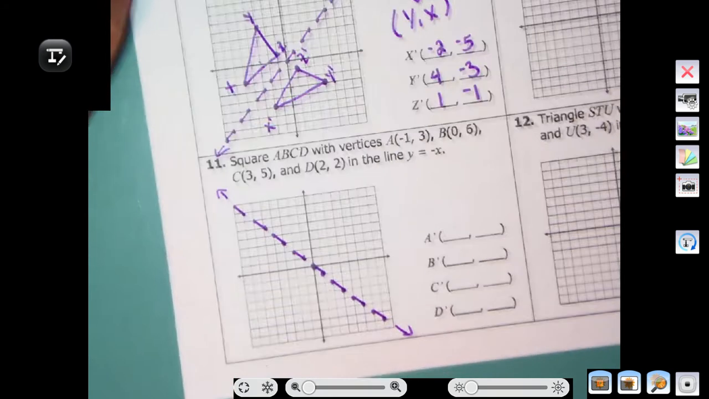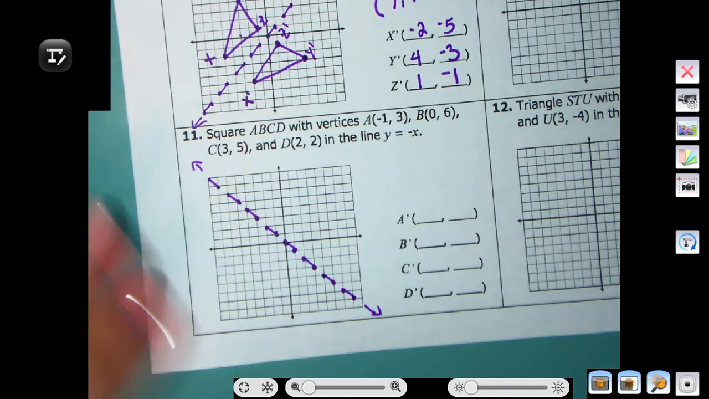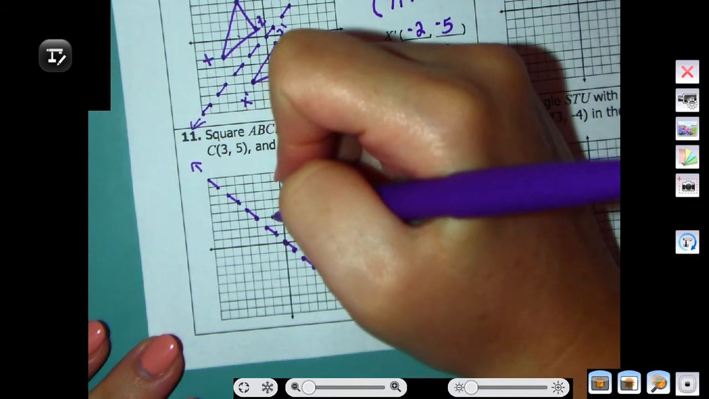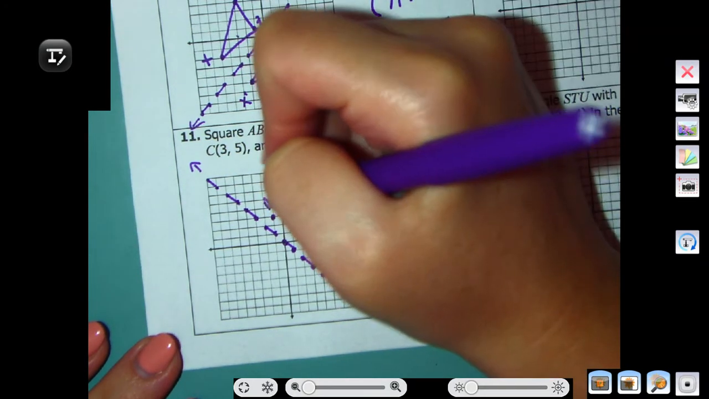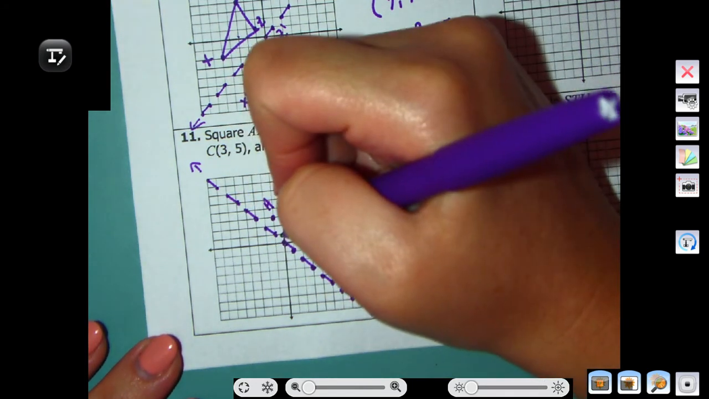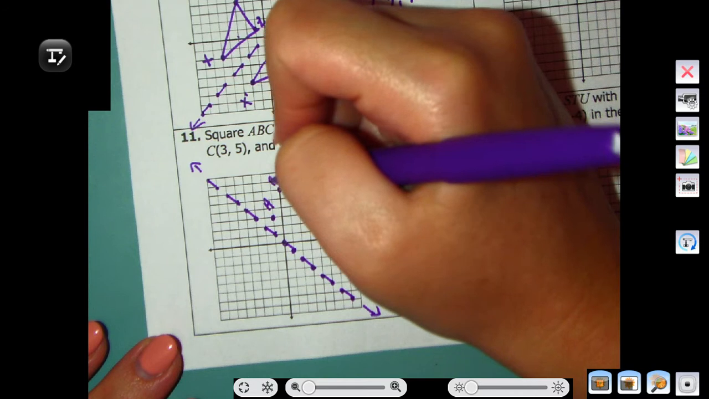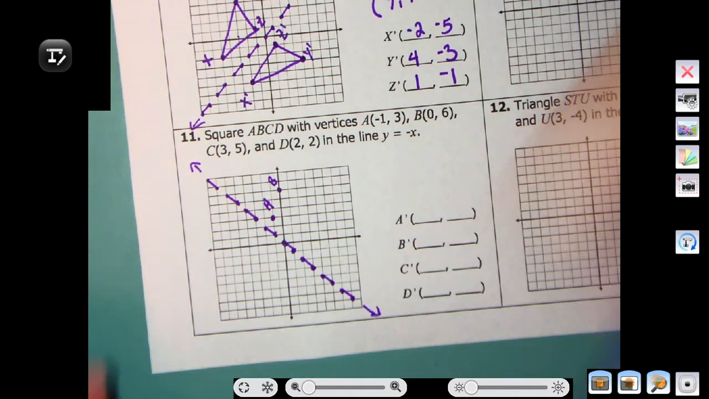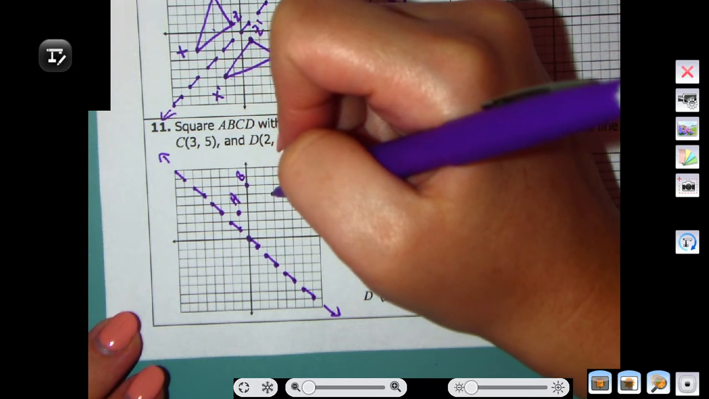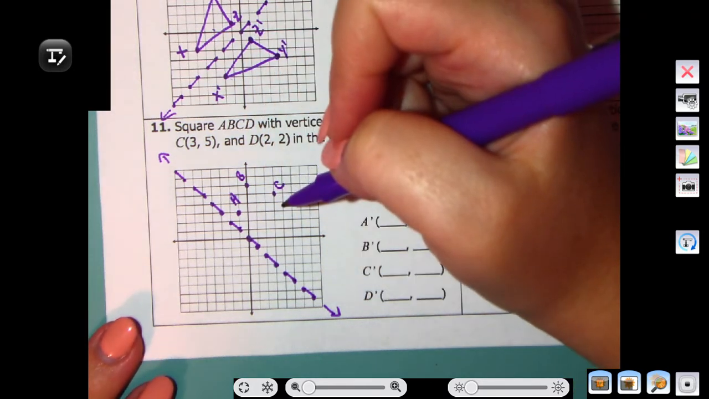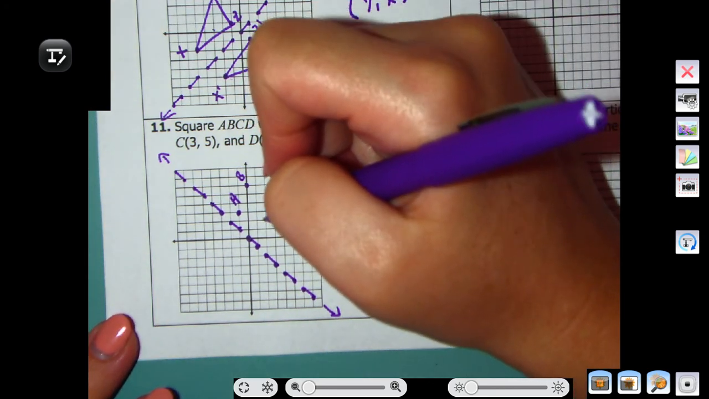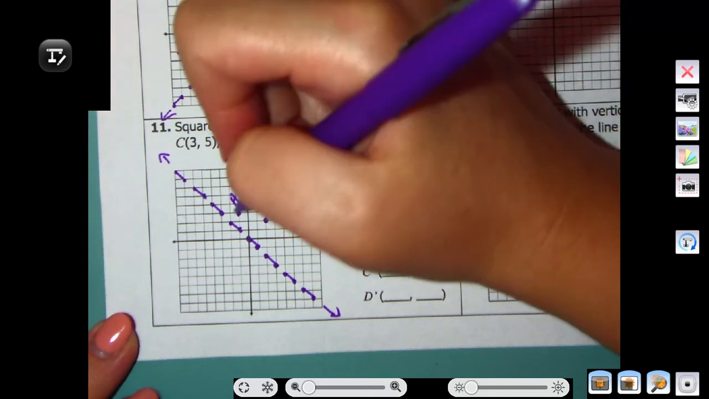Okay, so let's plot first A, negative 1, 3. Negative 1, up 1, 2, 3. That's A. And then I'm going to plot B, which is 0, 6, 1, 2, 3, 4, 5, 6. B. C is 3, 5. 1, 2, 3. 1, 2, 3, 4, 5. And then D is 2, 2. So 1, 2, 1, 2. And I have a perfect square.